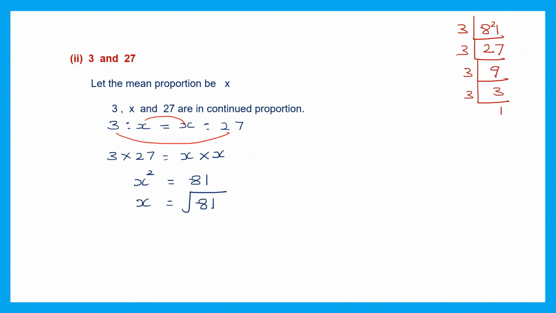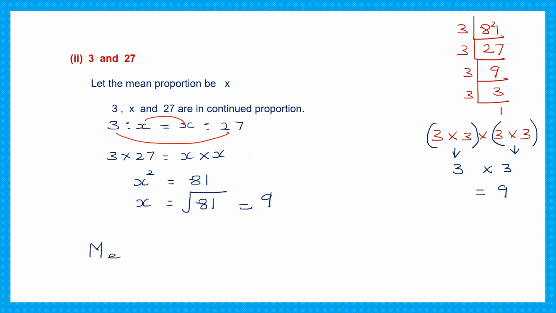So what are all my factors? 3 into 3 into 3 into 3. There are 4 3s. Now I'm going to pair them up because I'm talking about square. Square means 2. So I've paired it up. Now I'm going to take 1 from each. 3 into 3, which is 9. So x is equal to the square root of 81, which is 9. That means my mean proportion is 9.